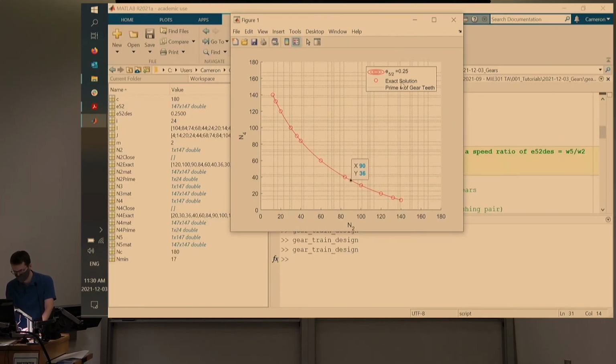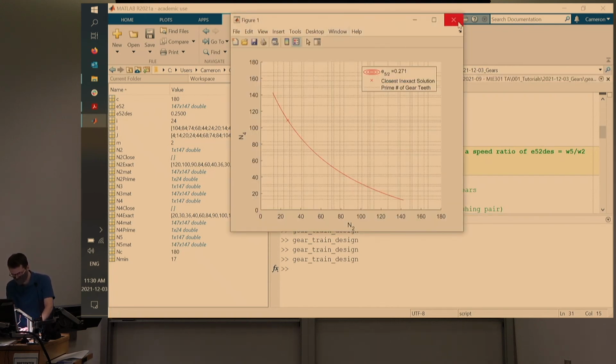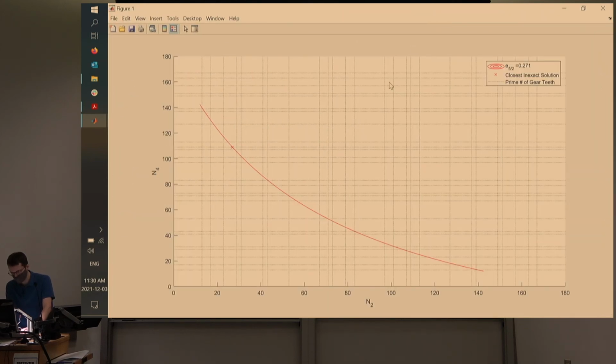So 0.25 has a lot of exact solutions. That's why I chose it for this particular example problem. But what if we had something weird like 0.271? In that case, there are no exact solutions, but the code will automatically highlight for you the closest inexact solution, which in this case was this point here, where N2 is 27 and N4 is 109. And there are other inexact solutions elsewhere.